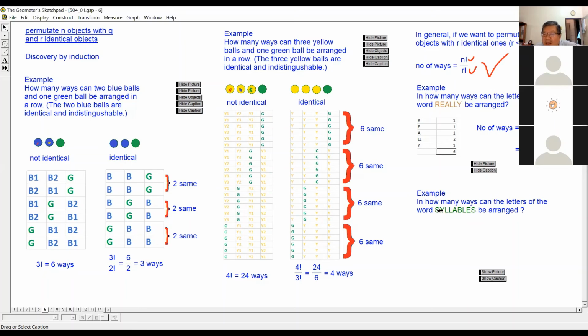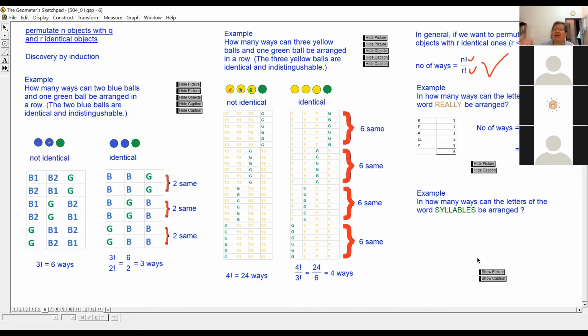We count how many letters there are. 1, 2, 3, 4, 5, 6, 7, 8, 9. There are 9 letters altogether. Then how many similar ones? How many identical letters are there?